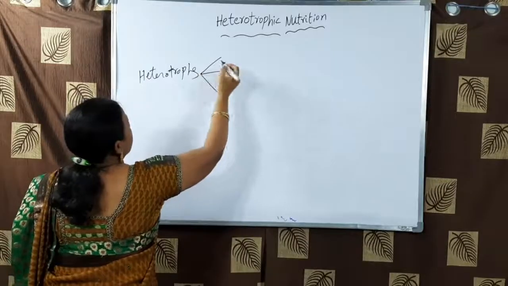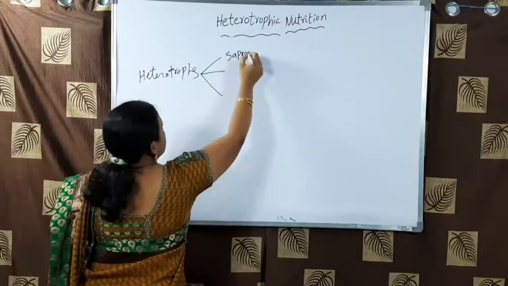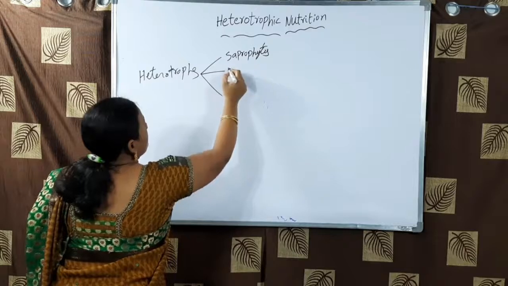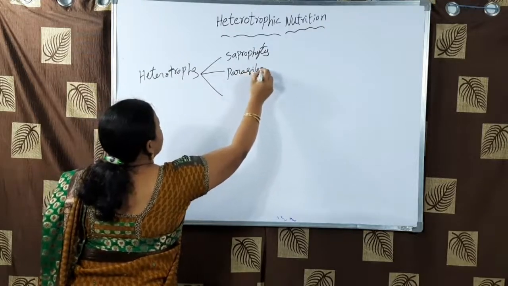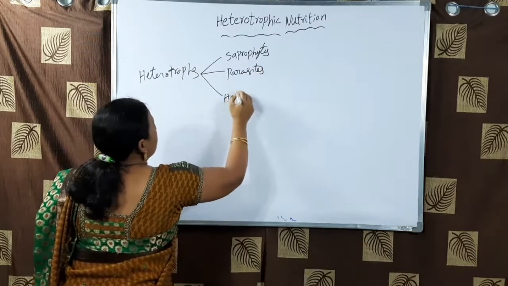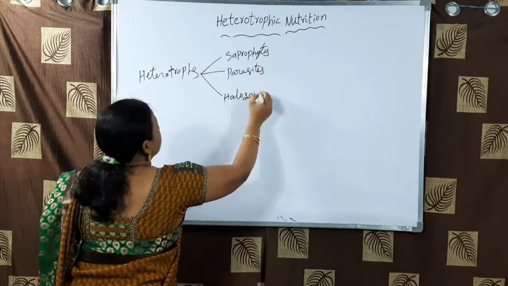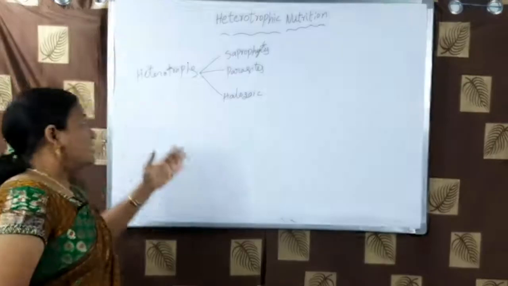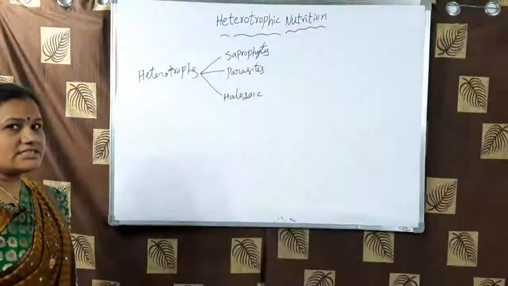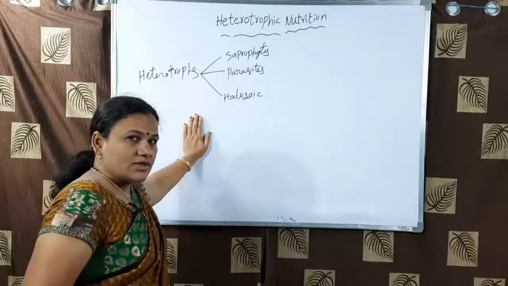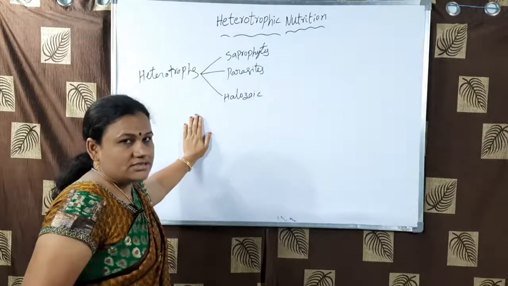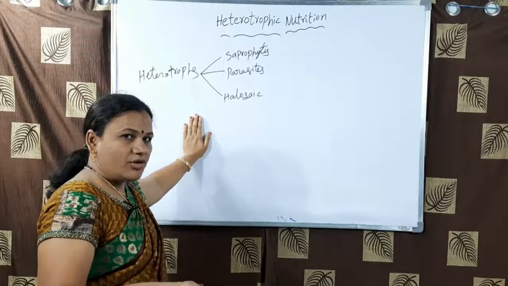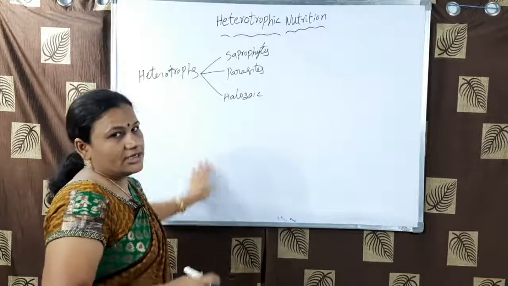Heterotrophs are mainly of three types: saprophytes, parasites and holozoic. So heterotrophs are mainly three types. Those are saprophytes, parasites and holozoic. They depend on others for their food needs. The dependency depends upon the food they need.